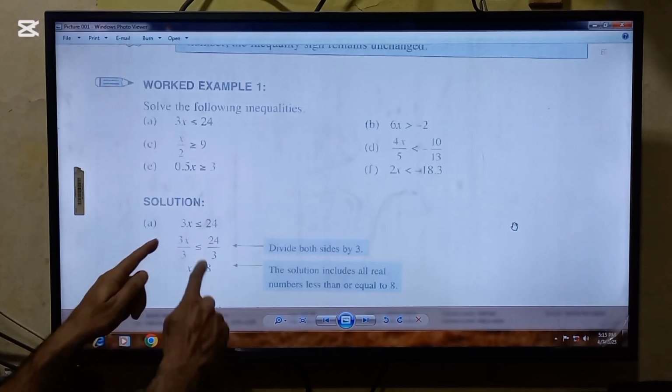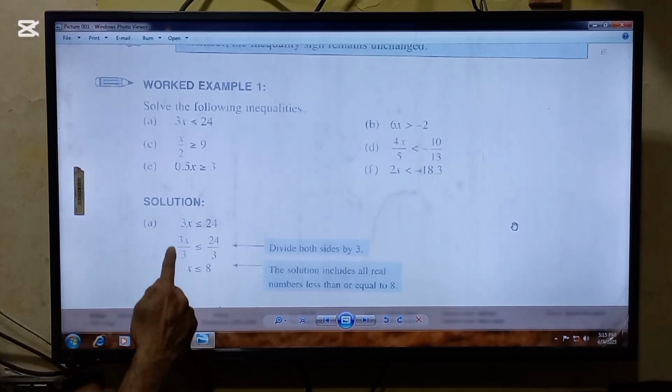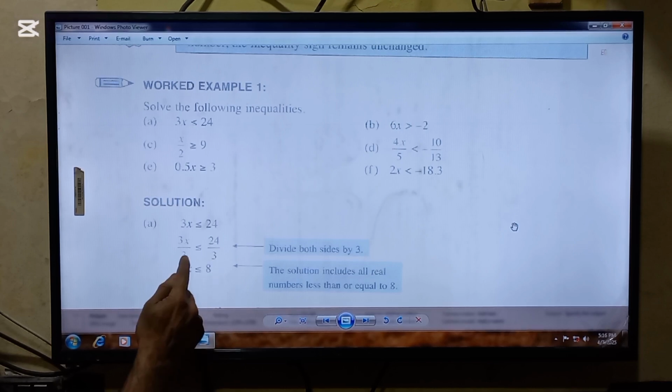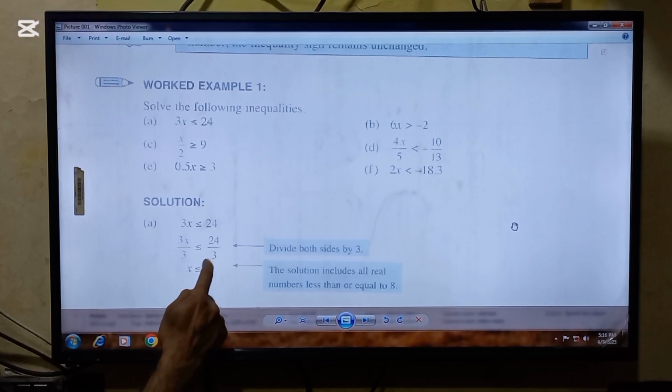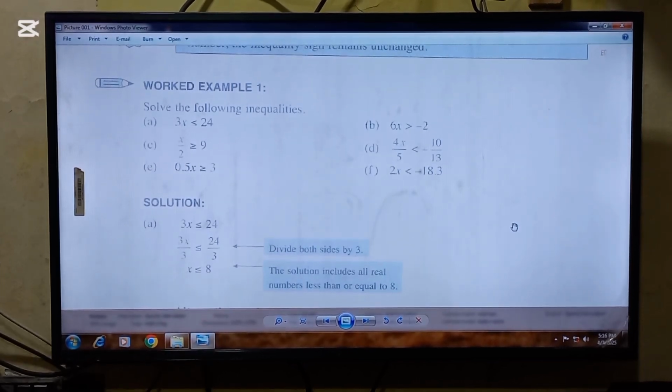or the second alternative method is divide both sides by 3. So we will divide 3 here and 3 over here. This 3 will be cancelled by 3, there will remain x, and 3 8s are 24. So here will come 8. So x is lesser than or equal to 8 is the answer.